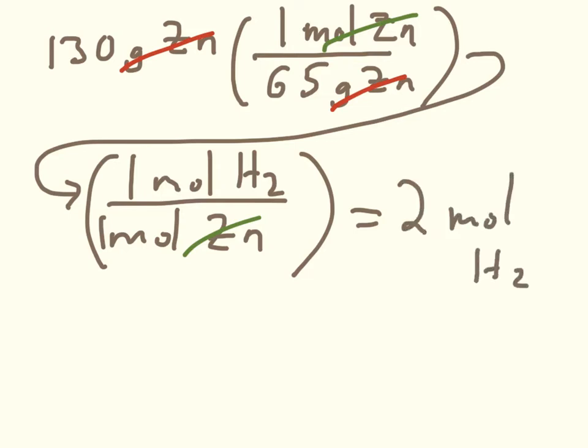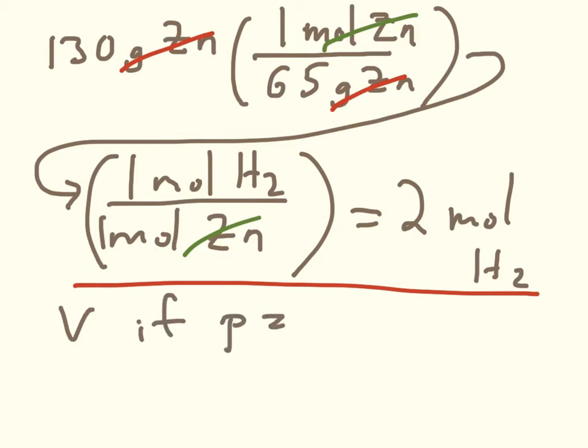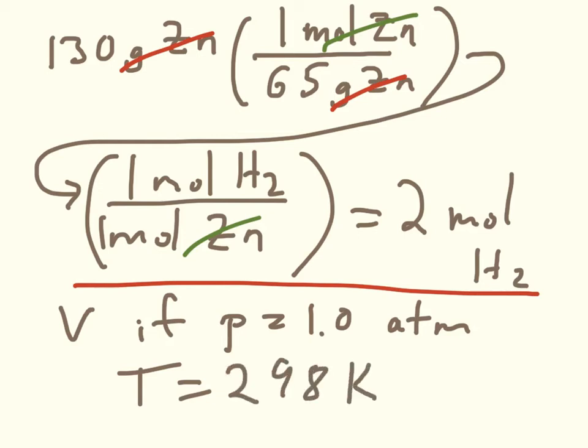But the problem asks us for the volume, so let's go back and look at that problem. The problem statement asks us for the volume if the pressure was equal to 1 atmosphere. It didn't give us the temperature, but if this were a test question, it would actually have to give us the temperature too. Let's go ahead and say that the temperature is 298 kelvins. So we've got the pressure given and the temperature given, and we know the number of moles, so we can use the ideal gas law to find the volume. Let's do that on the next page.